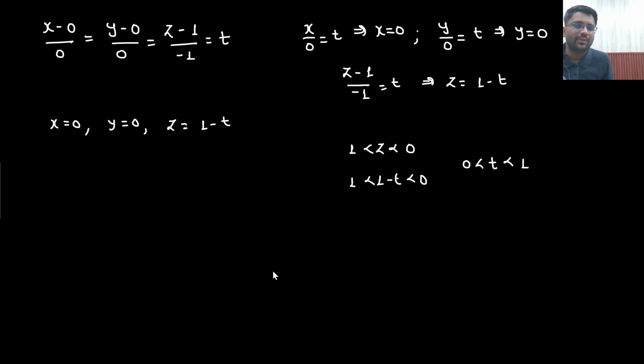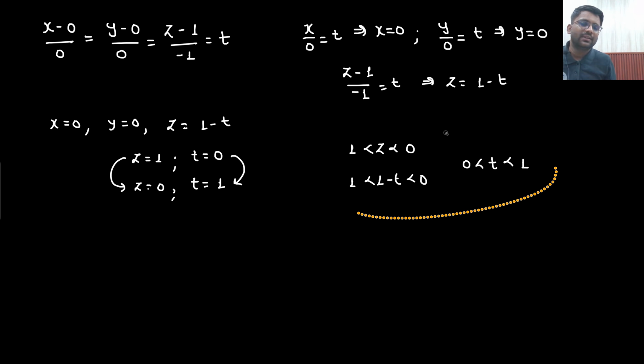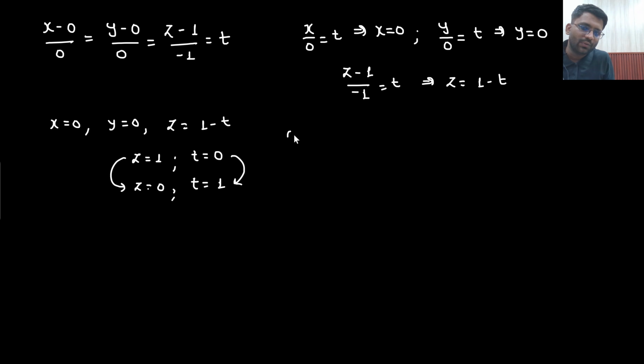If t is 1, then z will be 0. Basically, if z is 1, then t will be equal to 0. And if z is 0, then t will be equal to 1. So z is going from 1 to 0, then t is going from 0 to 1. That's it. So t is going from 0 to 1. So the value of t is between 0 to 1.